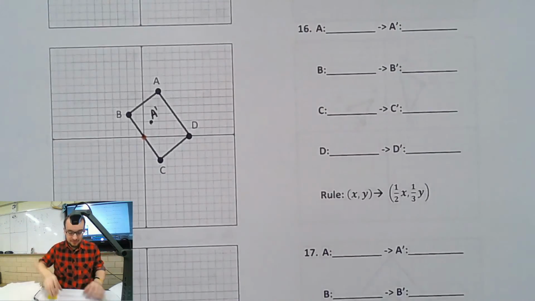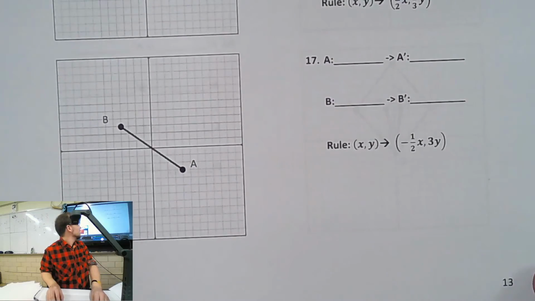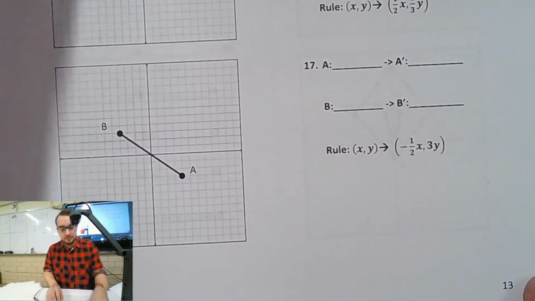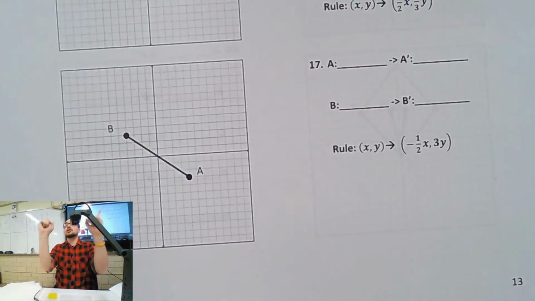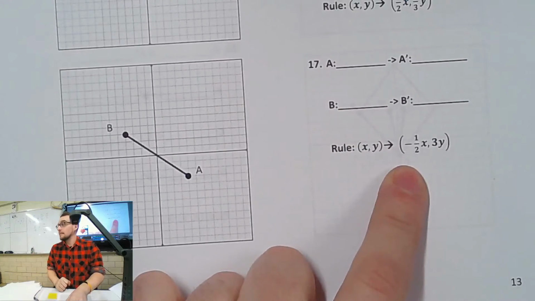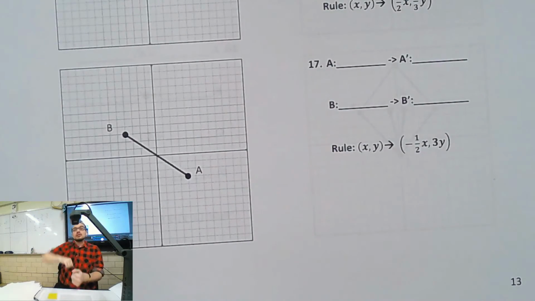Alright, 17, you ready? Are we shrinking or growing? Both. We're shrinking in what direction? Horizontal direction, x is a half. We're also going to flip horizontally because it's negative, right? Horizontal flip. And then we're growing vertically.